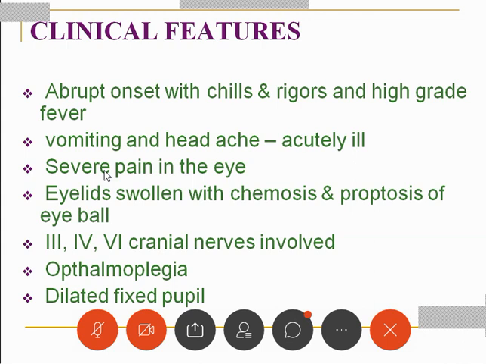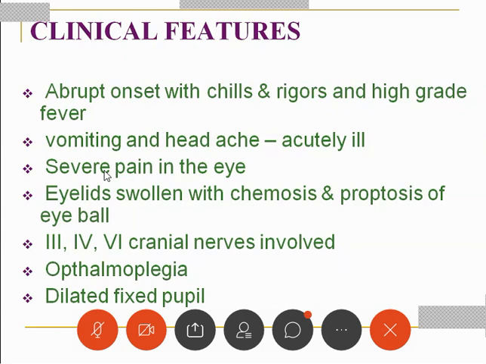Third, fourth, and sixth cranial nerves, which are passing through the cavernous sinus laterally, will get affected. Ophthalmoplegia, dilated and fixed pupils will be there. So these are the various clinical features of this condition. Third, oculomotor, trochlear, and fifth, the abducent nerve, is the longest possible nerve which passes through the sinus.